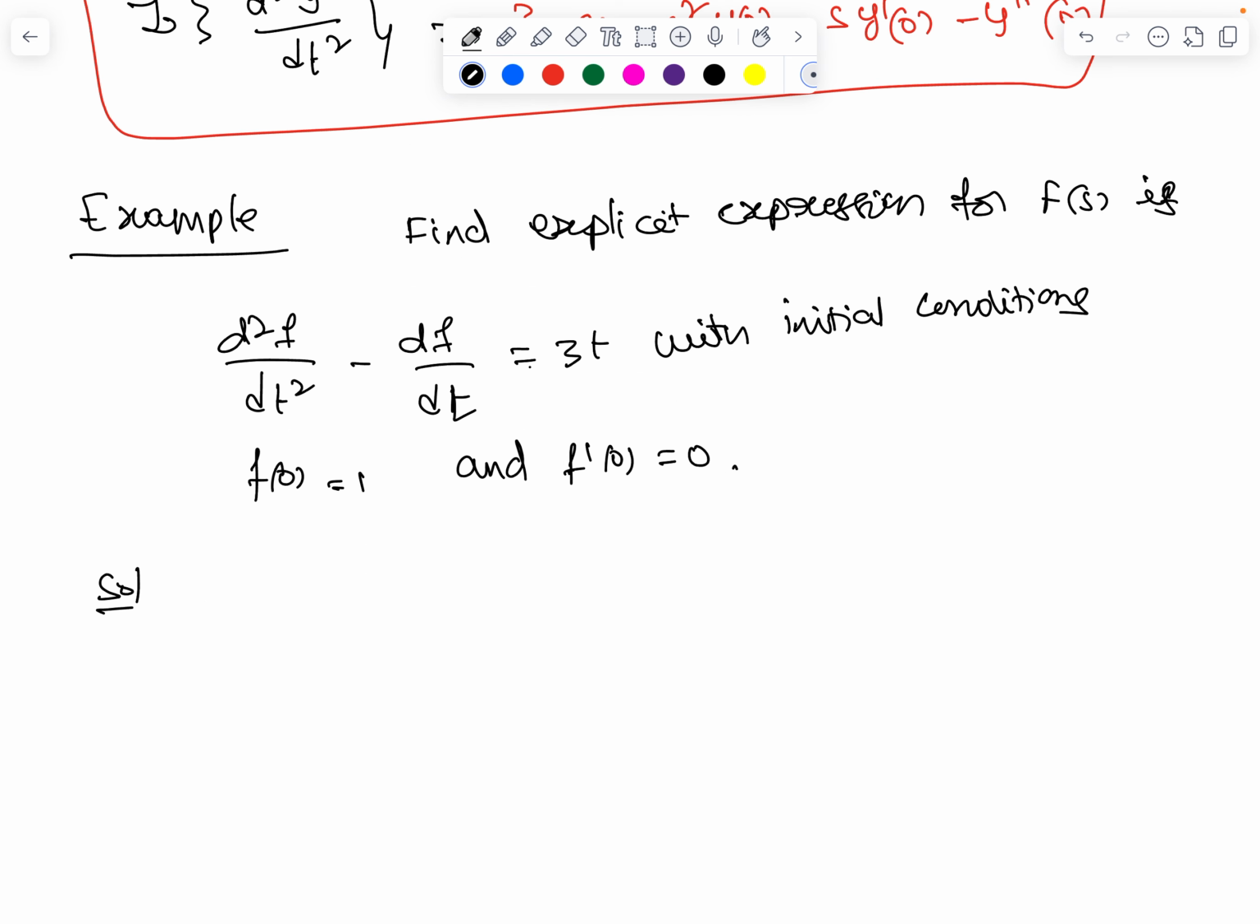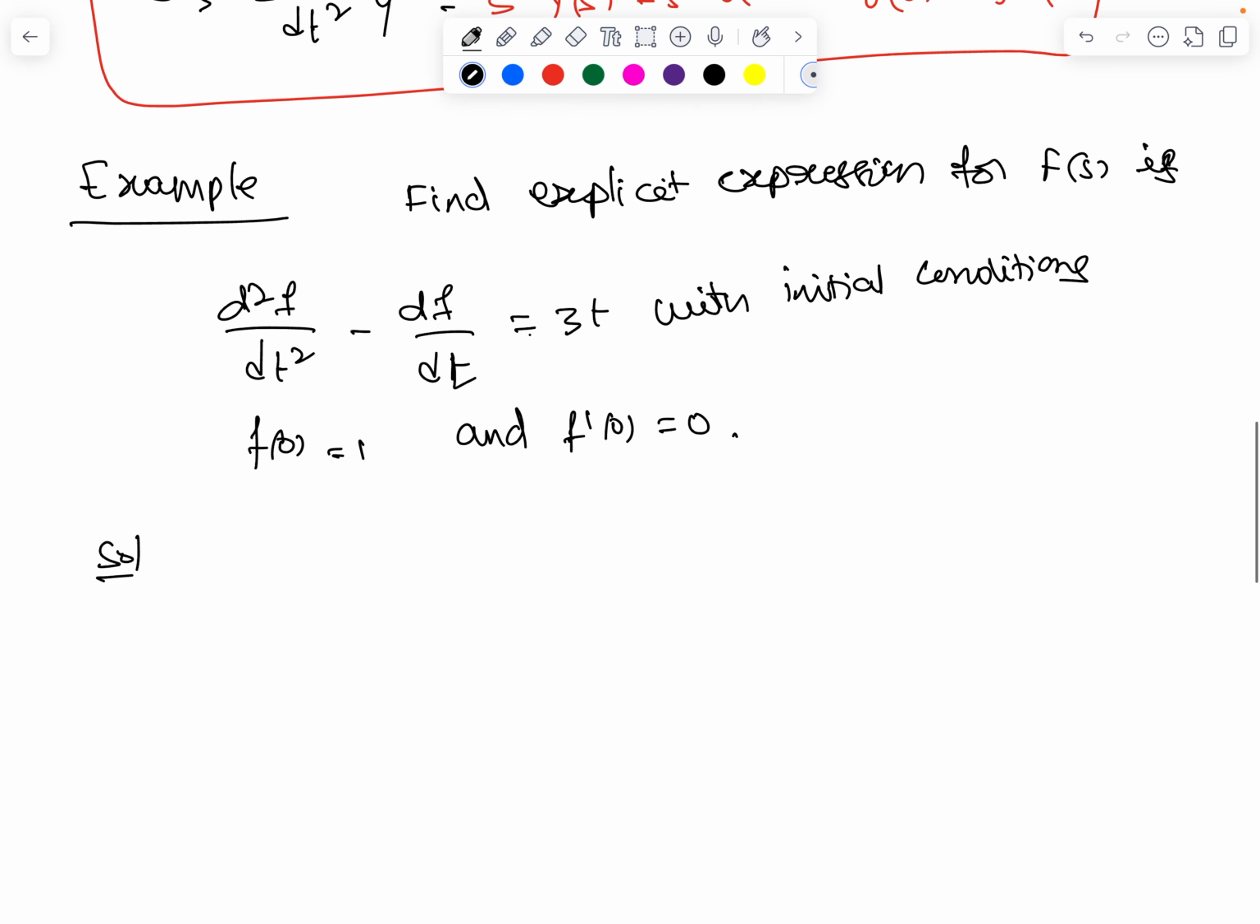Example: find an explicit expression for F of s. So, we are not solving this equation completely, we are just finding the expression for F of s whenever a second order differential equation is given of this form with the initial conditions f of 0 is 1, f prime at 0 is 0. Take the given differential equation d square f by dt square minus df by dt, which is equal to 3t.